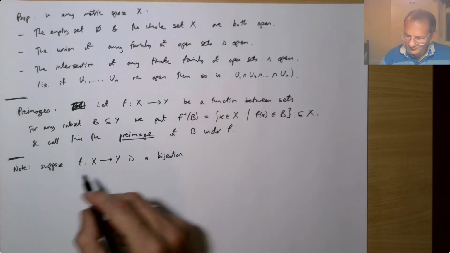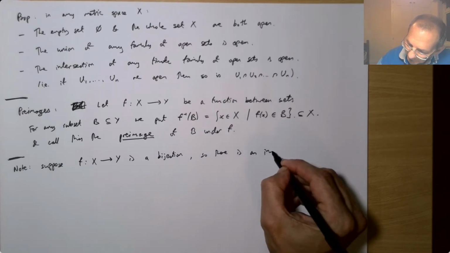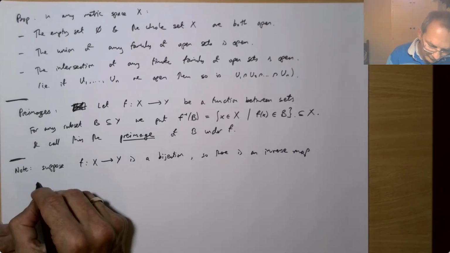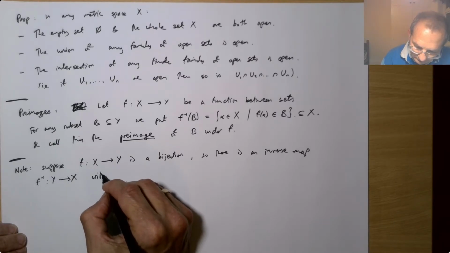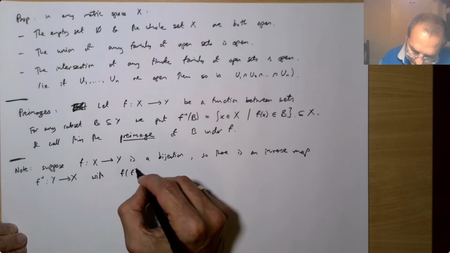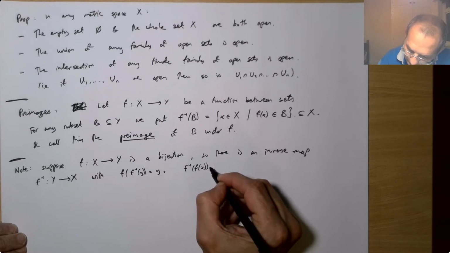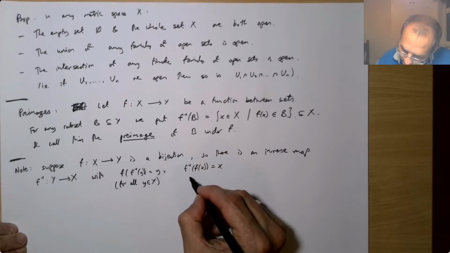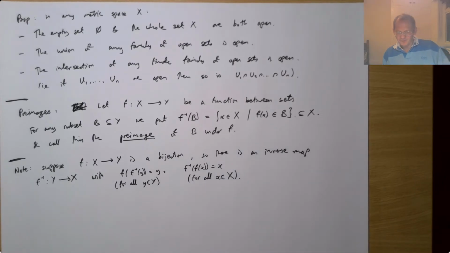So remember, if f from X to Y is a bijection, there's an inverse map called f to the minus 1 from Y to X. So f of f inverse y is always equal to y, and f inverse f of x is always equal to x.